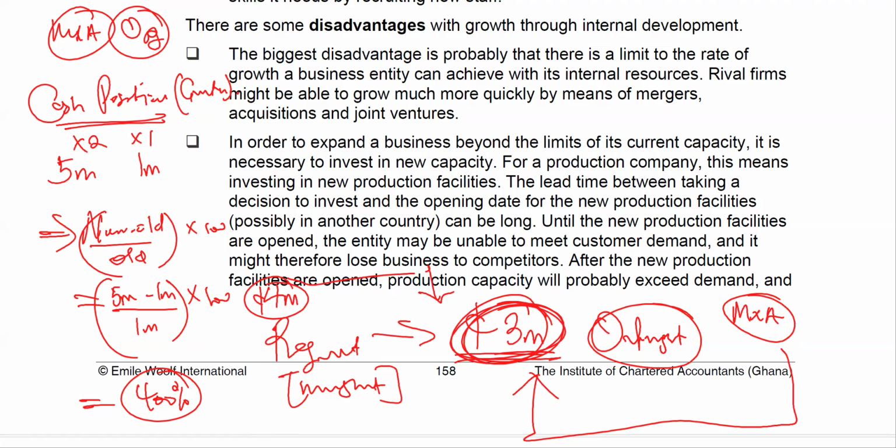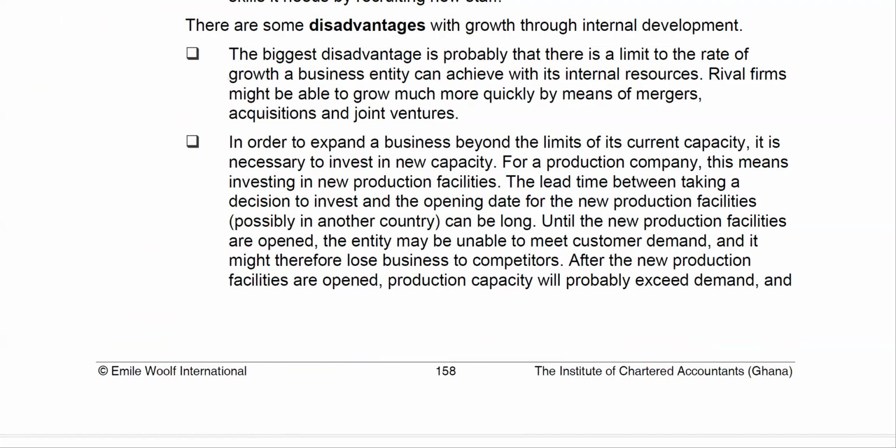Mostly, ICAN always requires you under strategic case study to compute ratios when you are dealing with this. But one thing I told you is that organic growth or internal development is mostly very expensive. Okay, remember, organic growth is mostly very, very expensive. Okay, because you have to buy new stuff, you have to promote, you have to pay salaries, right? And all sorts of things.